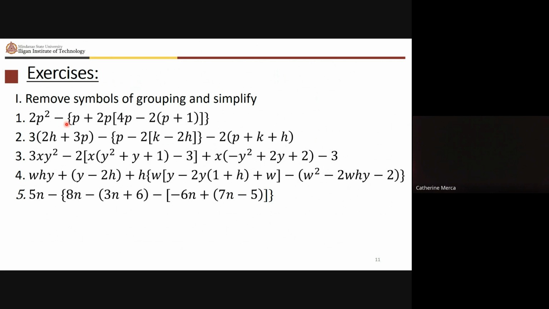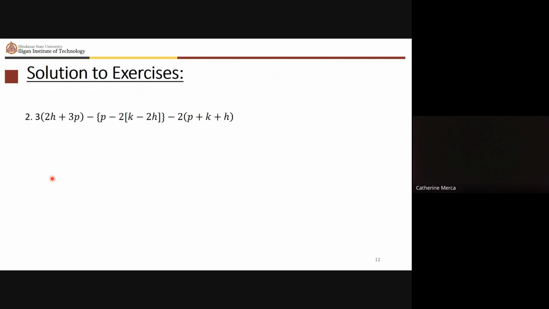You're asked to solve the following exercises. You may copy them, remove the symbols of grouping, and simplify. So let us just try to solve numbers 2 and 4, and the remaining can be solved later on. If you still have time, you can solve those. So let us try number 2.